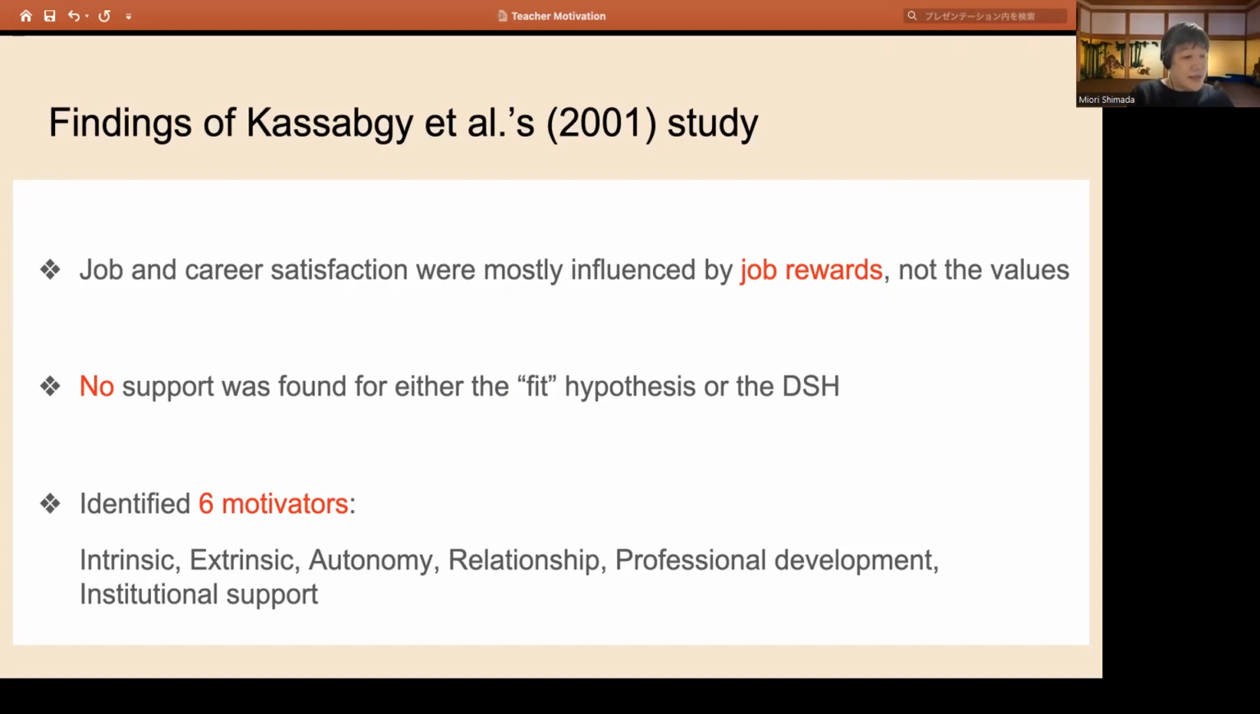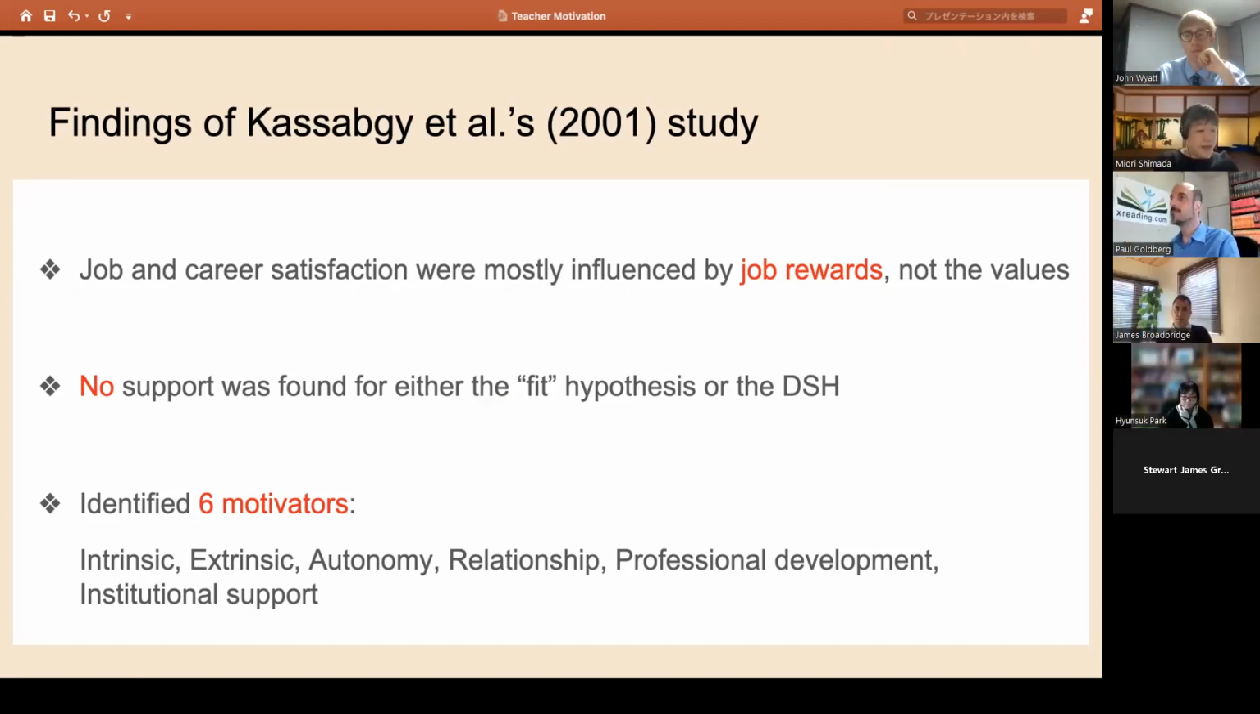The study of Kassabgy et al. is a pioneer in the area of ESL, EFL teacher motivation. Additionally, it paved the way for further research for ESL, EFL teacher researchers, as well as many language institutions. Their study also identified 6 key motivators.